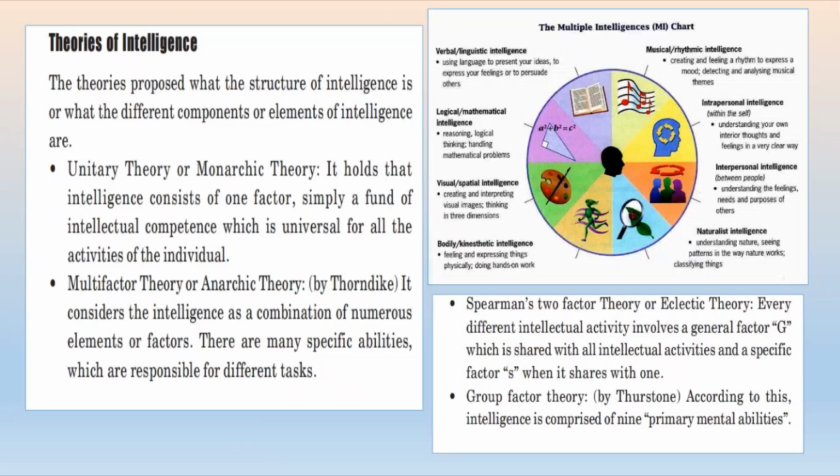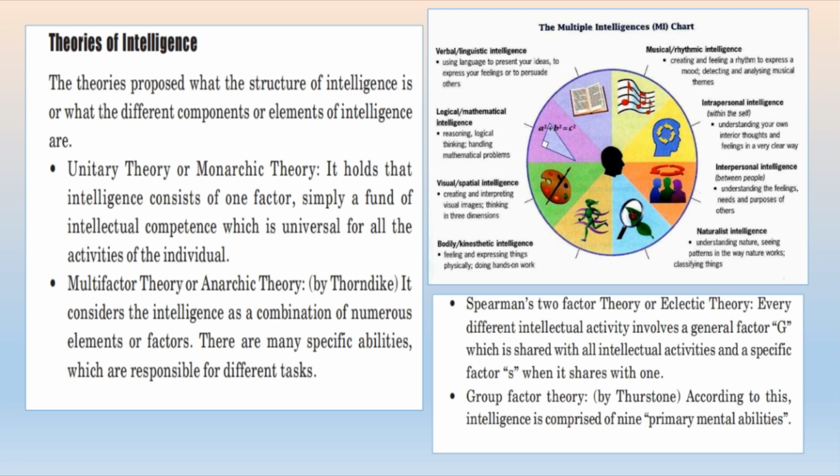Theories of intelligence explain the structure and components of intelligence. 1. Unitary theory/monarchic theory. Intelligence is considered as a single general ability. One common mental power is used for all activities. A person good in one area is expected to be good in all areas. Limitation: does not explain special talents or individual differences.